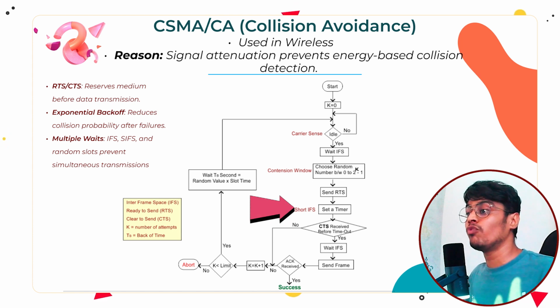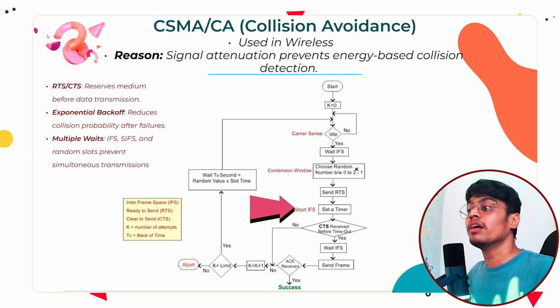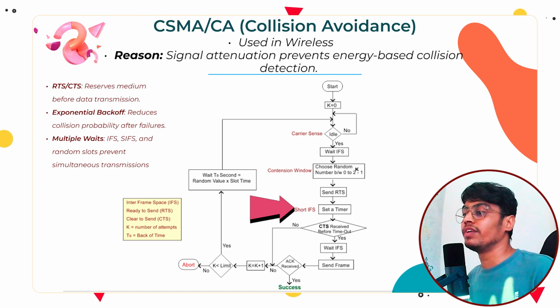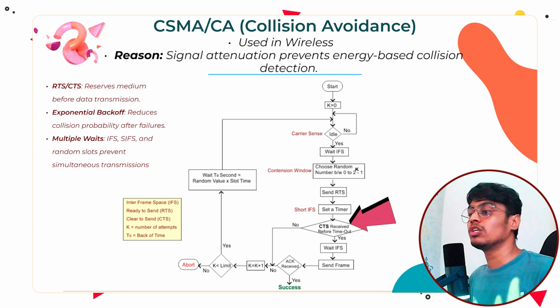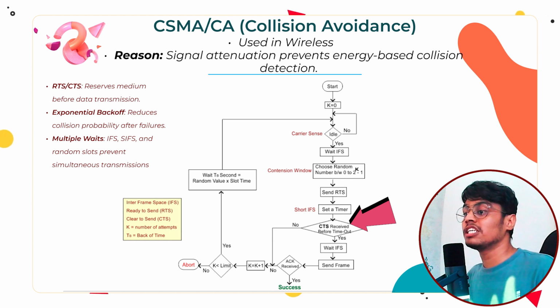Step 7 is what? Short IFS wait after sending RTS. It waits for short IFS, SIFS, a short waiting period. Why does it wait? Because it doesn't have a clear confirmation yet. CTS, clear to send. Step 8: the RTS signal goes to the access point, like a modem or router in Wi-Fi. The access point responds with a CTS, clear to send signal, if the medium is available.